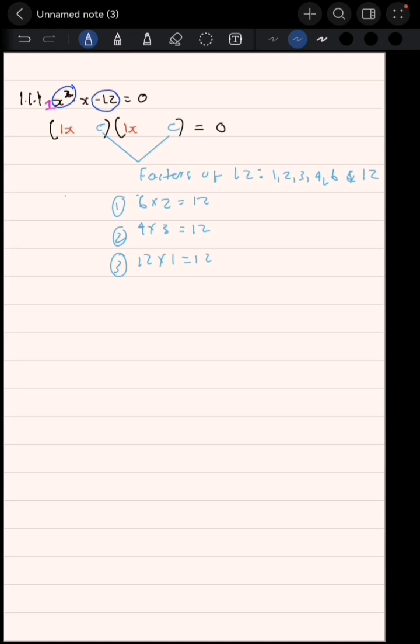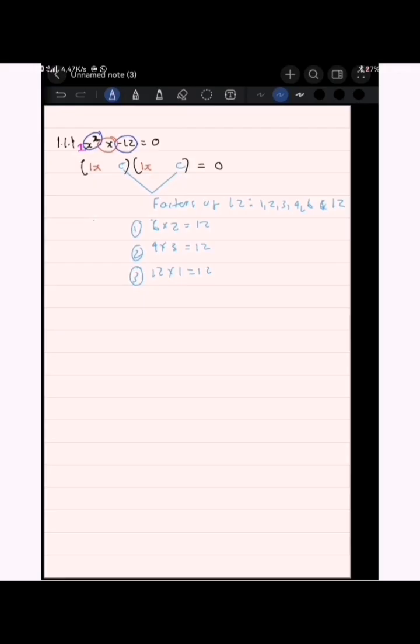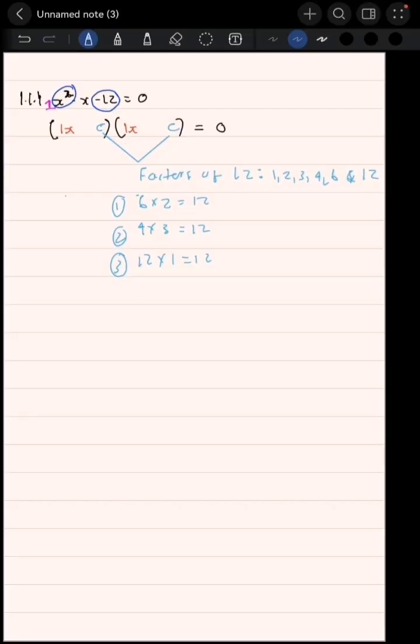Going back to factorization, when we choose factors of this number 12, which is the last term in the expression, we choose those factors such that when we add or subtract those two numbers, we get the coefficient of the middle term. The middle term in this case is minus 1x, which is this term here, and its coefficient is minus 1. So now from these three outcomes, which two factors, when we add or subtract, give us minus 1?